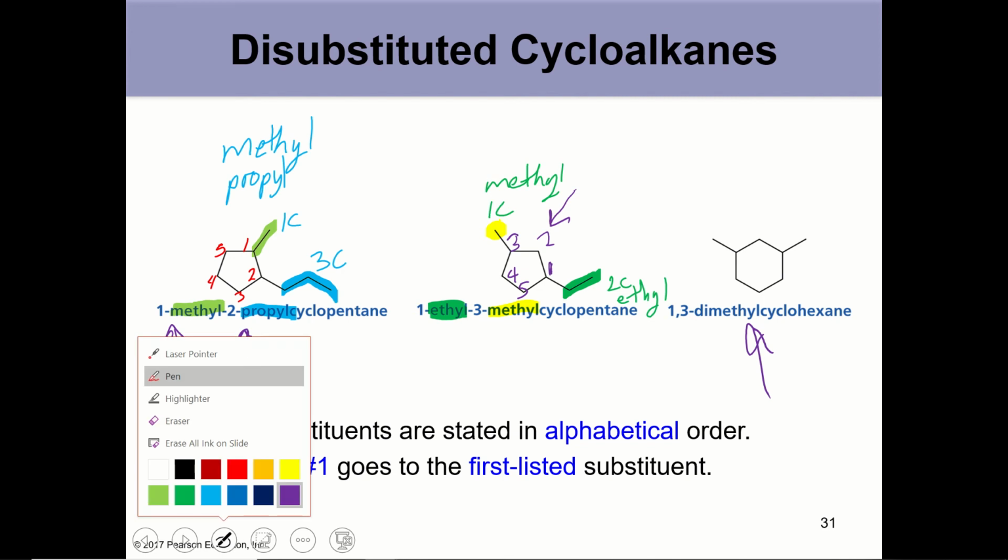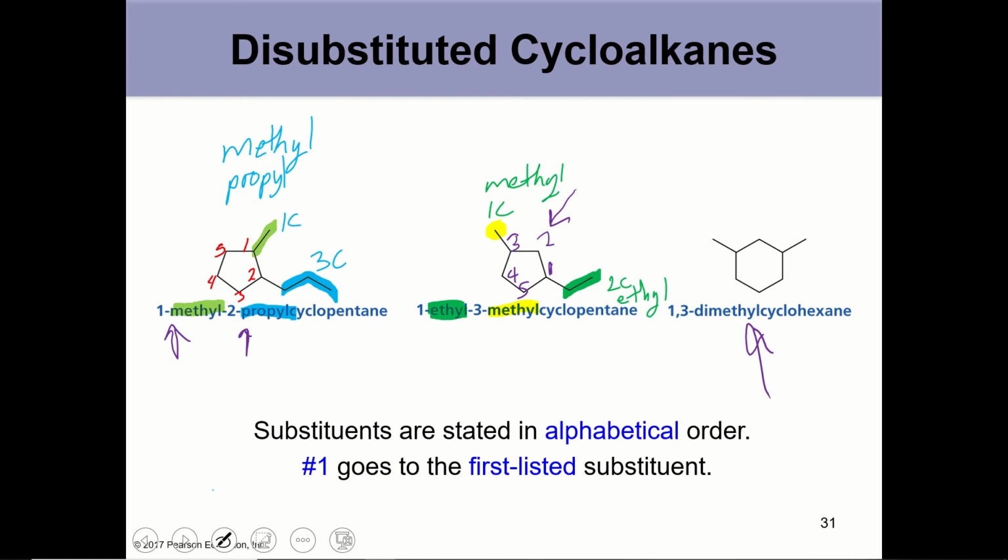If we look at the example on the far right, we have 2 1-carbon branches. So we have 2 methyls. So in this case, it will not matter which is carbon 1 and which is carbon 3. It could be either way because they are alphabetically equivalent. So this is 1,3-dimethylcyclohexane.